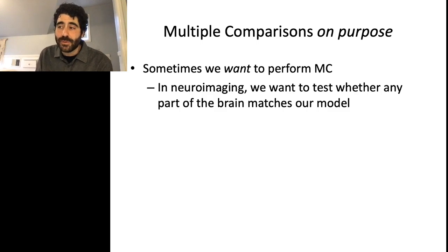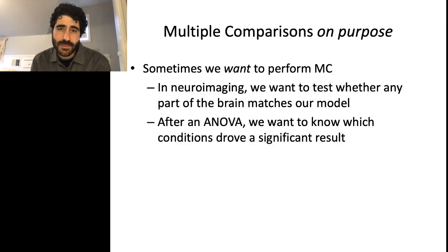So what we want to do is test our model at every single location in the brain. For the scans we use, we get maybe 50,000 different locations in the brain where we get data, right? So we want to test 50,000 hypotheses. We want to test one of these for each location in the brain.